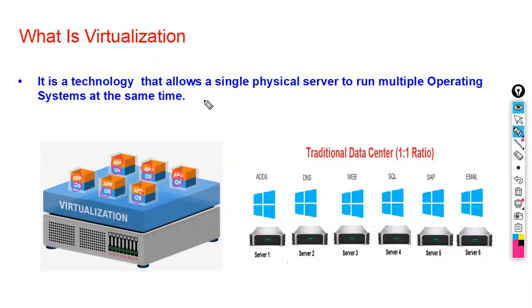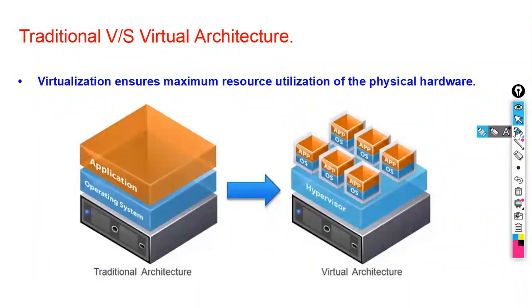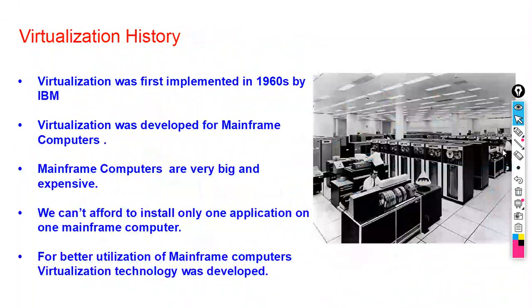It is a technology that allows a single physical server to run multiple operating systems at the same time, guys. And virtualization also ensures the maximum resource utilization of the physical server. In the 1:1 ratio, we were able to utilize only up to 20% of its resources. If you run multiple applications on one physical machine, virtualization ensures that it is fully utilizing the resources. You can utilize up to 100% of its resources as well. This is the advantage.